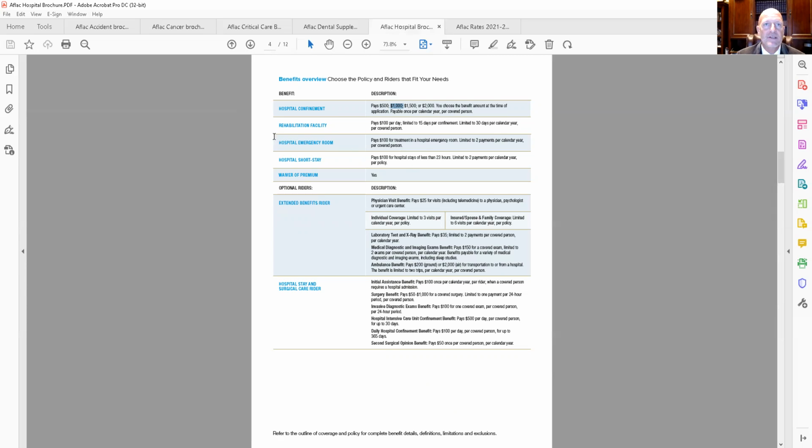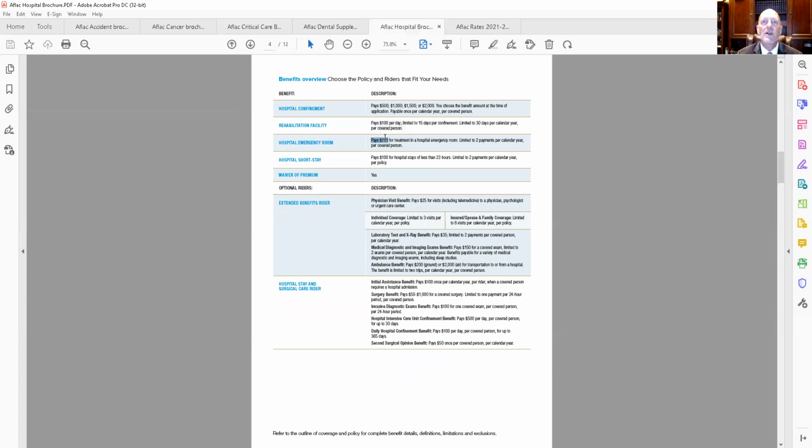Now the plan also has a benefit for rehabilitation facilities. It pays $100 a day for 15 days, limited to 30 days a year. Then there is the hospital emergency room and the short stay unit, which is in the back of the ER. It's usually the sliding glass doors where you only stay 23 hours or less. We have benefits for both of these.